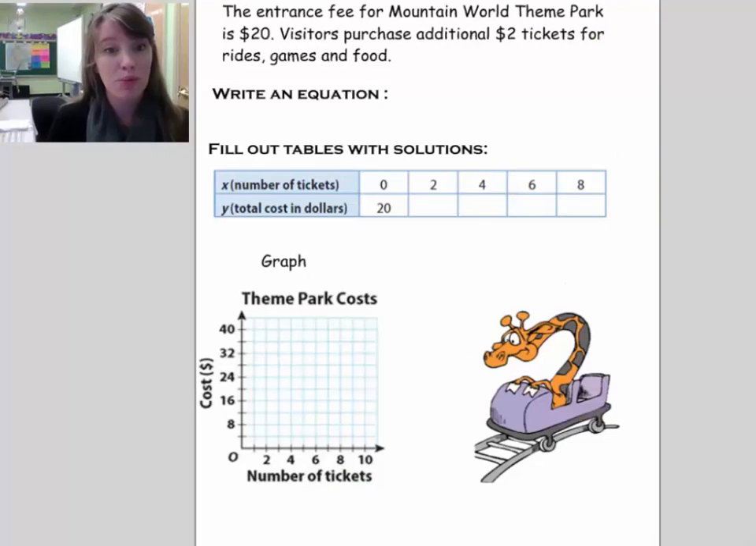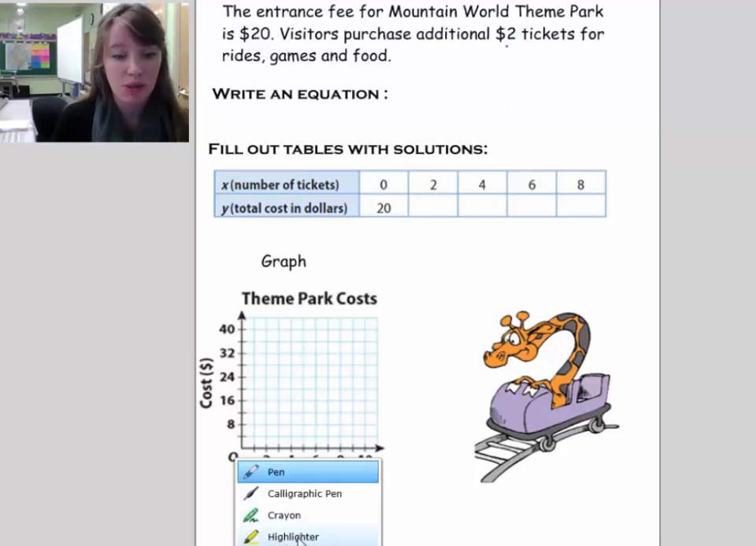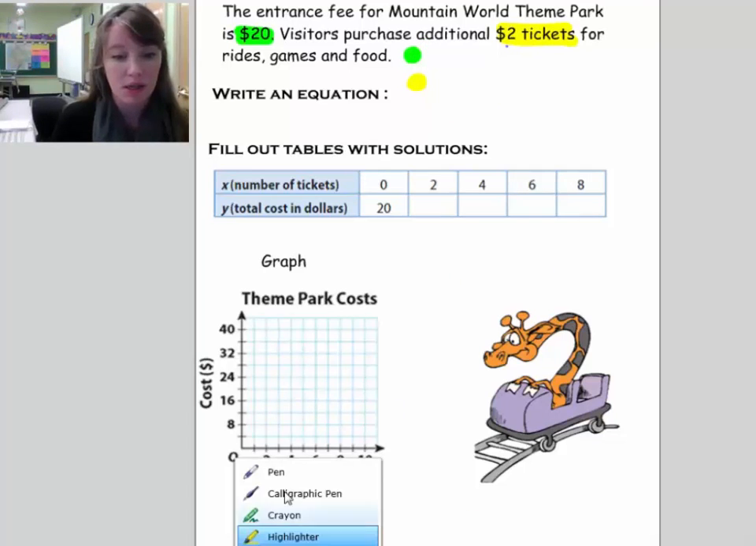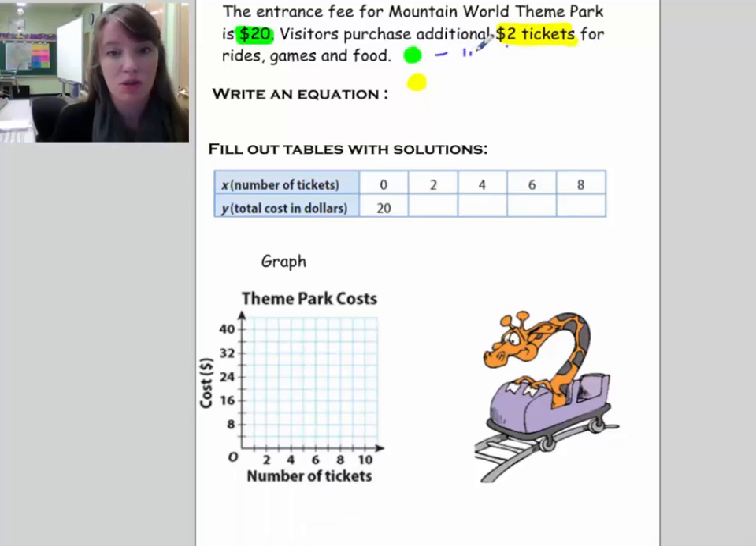Let's go on to a word problem. Let's say that the entrance fee for Mountain World theme park is $20. Visitors purchase additional $2 tickets for rides, games, and food. So we have 2 costs here. We have a variable cost, which I'm going to put in yellow, and we have an initial cost, which is $20. So this is the initial cost, and this is the variable cost. And let's put a little key here. This is the initial, and this is the variable or the rate of change cost.